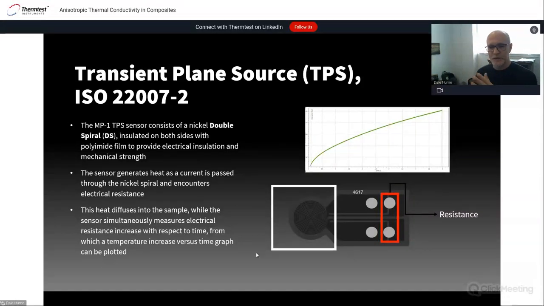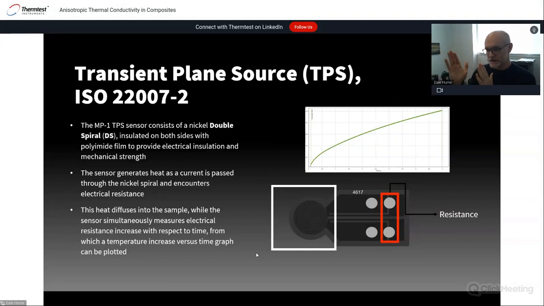So that portion of time is into the second. So maybe 1 second up to typically 100 or 160 seconds. You can go much longer, but those are the typical ranges. We record a transient temperature rise versus time. So that sensor generates heat and also acts as a temperature sensor to record the heat being pulled away or diffusing into the sample.